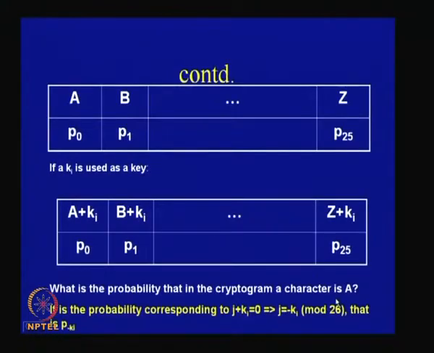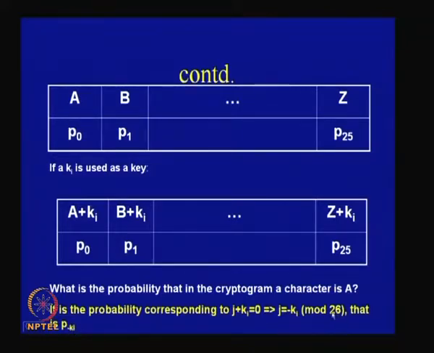So if you have A, B and so on till Z, and these are the corresponding probabilities P0, P1 and so on to P25, and if Ki is used as the key, then each of these letters gets transformed: A becomes A plus Ki, B becomes B plus Ki, and so on till Z becomes Z plus Ki. Now if I ask you what is the probability that in the cryptogram a character is A? A is denoted by the number 0. So it is the probability corresponding to J plus Ki equal to 0, and therefore J will be equal to minus Ki mod 26, that is, this probability will be P of minus Ki.